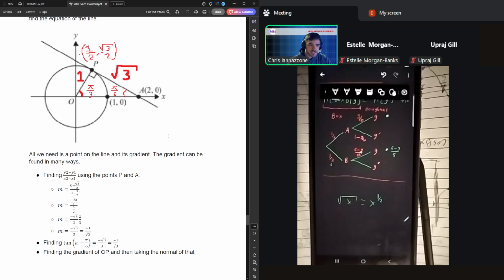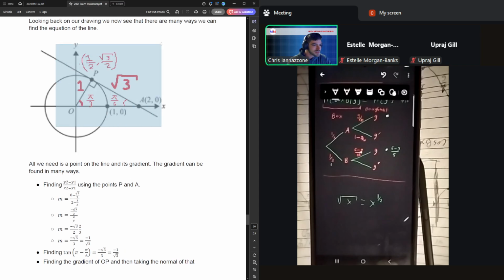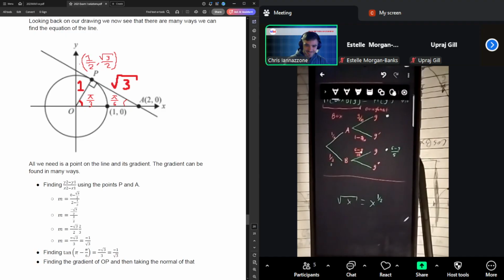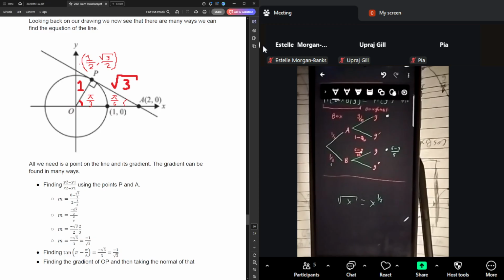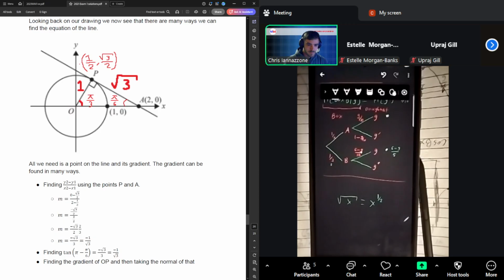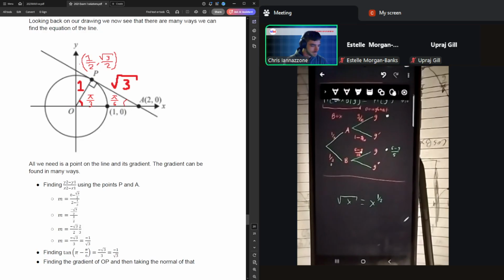Anything in there need clarification? I'm going to have to redraw this picture at some point. I did this in, I'm assuming, MS Paint, God knows how long ago. Any clarifications? Cool. Okay.